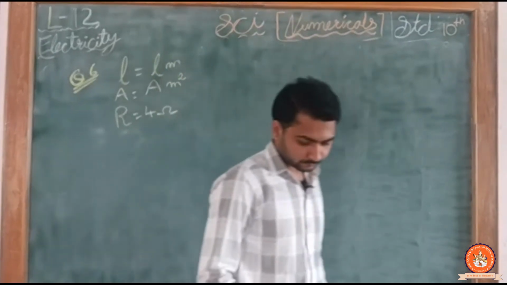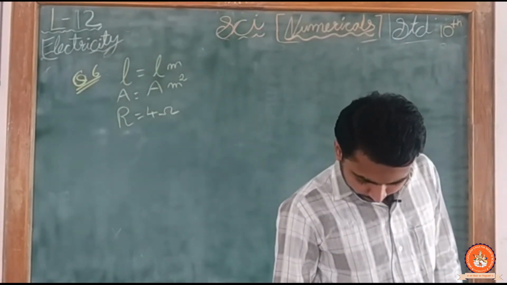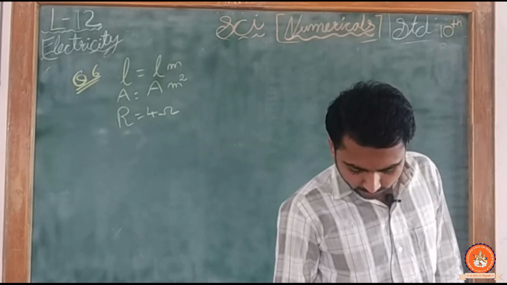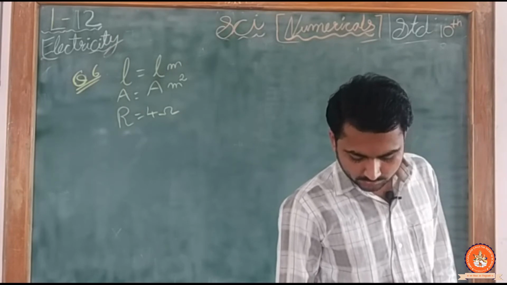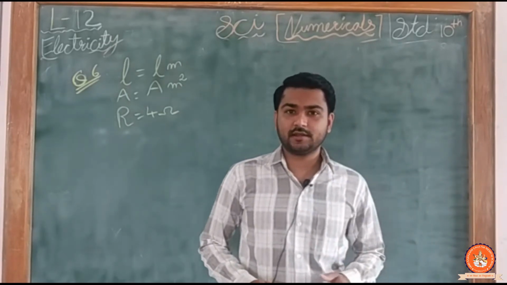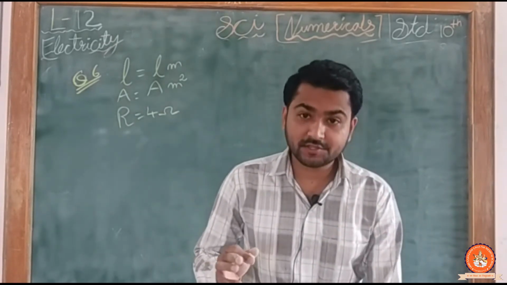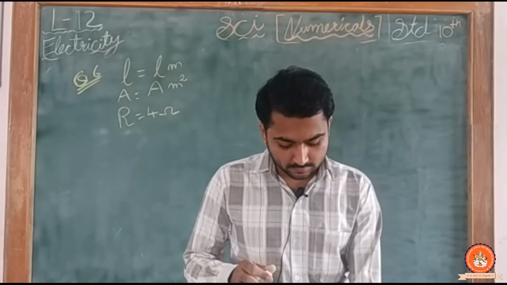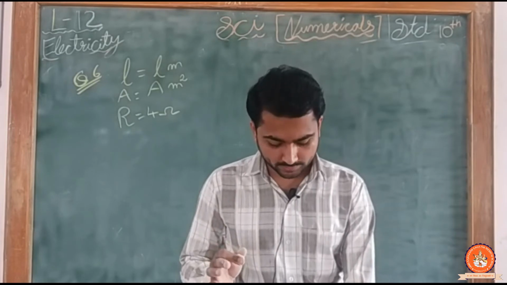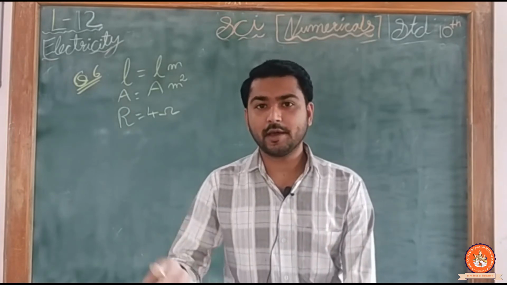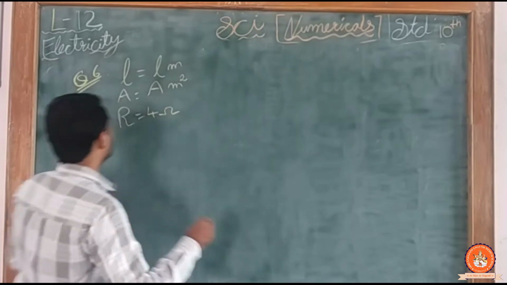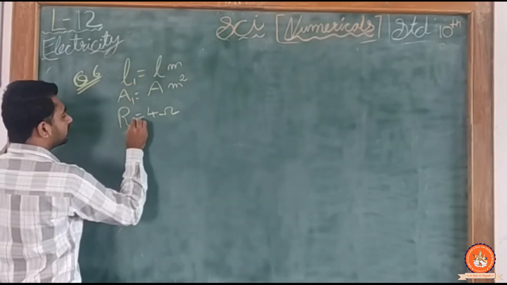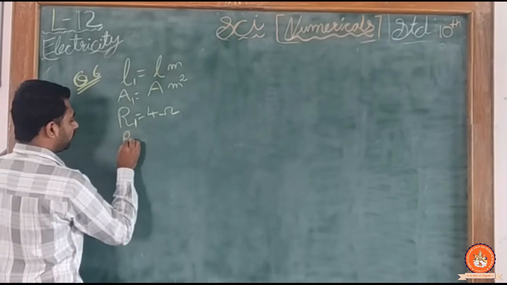Clear? Now what would be the resistance of another wire of the same material? Okay, now they are asking what would be the resistance of that same material wire if I make the length L by 2 and the area of cross section double, that is 2A. So this becomes my L1 and this is my L2. Clear? And this is my R1. तो अब मुझे R2 फाइंड करना है.